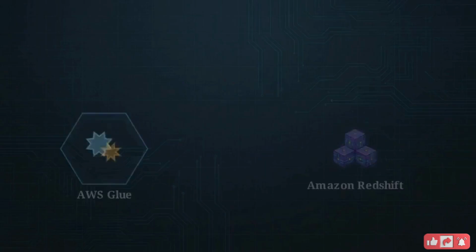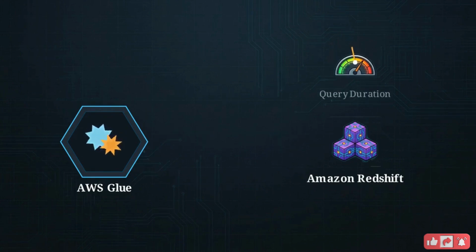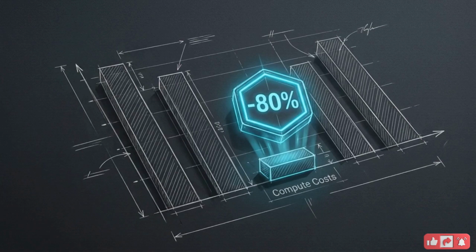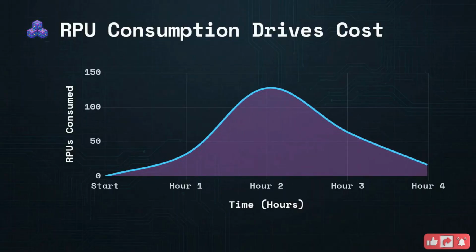For enterprise architecture, you would add AWS Glue to perform complex ETL transformations before the data hits Redshift, and use Amazon CloudWatch to monitor query duration. These specific query optimization techniques directly lower the variable compute costs of your serverless architecture, which bills you based on the Redshift processing units, or RPUs, consumed.